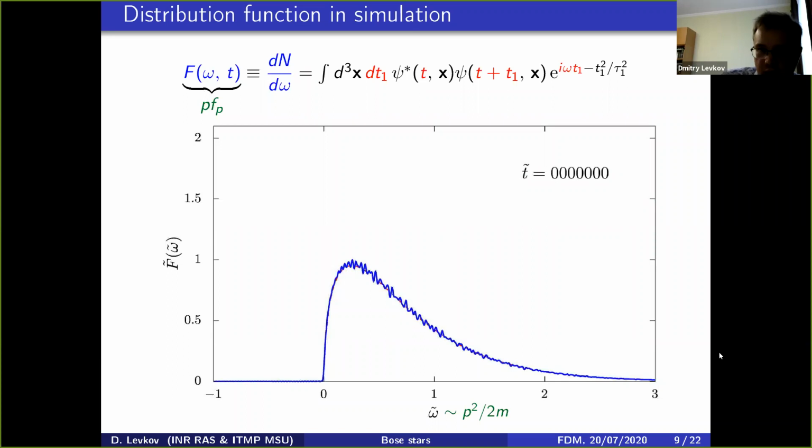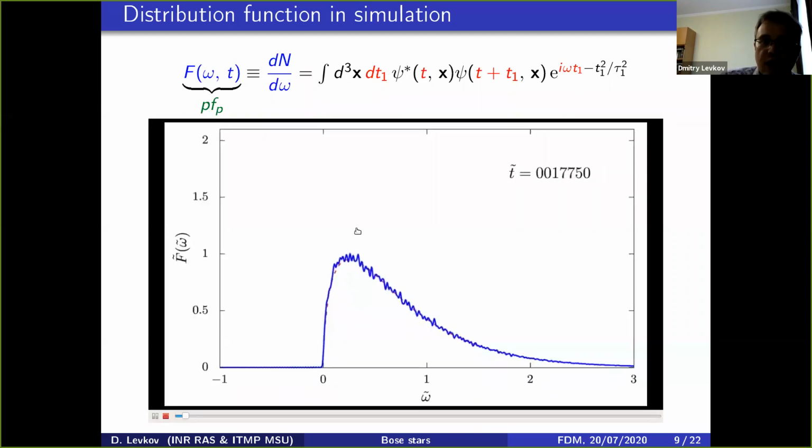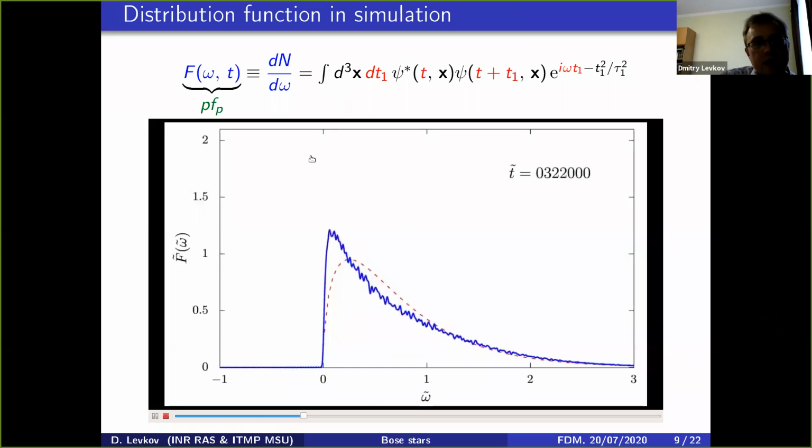This is not a distribution over momentum, but over energies omega. So the horizontal axis is energy, and the vertical axis is the number of axions with this energy within the simulation box. This is the initial distribution, and it starts to evolve slowly with time, and you see fluctuations above this distribution. It goes towards omega equals 0 and develops a spike there. And it approaches some smooth profile at positive omega.